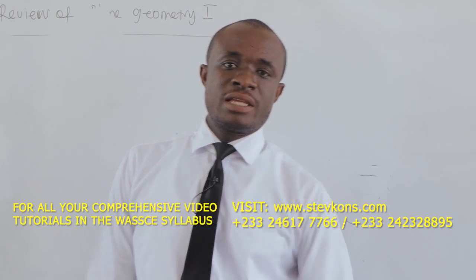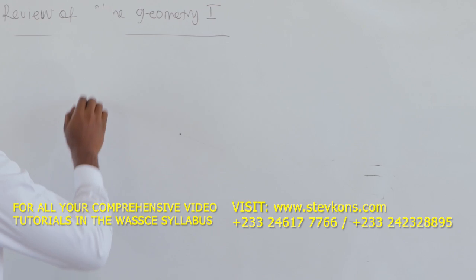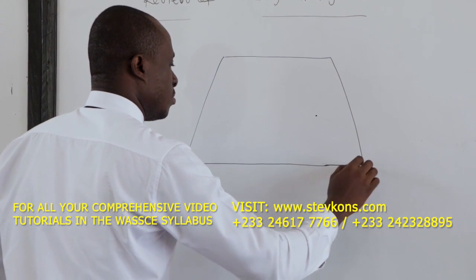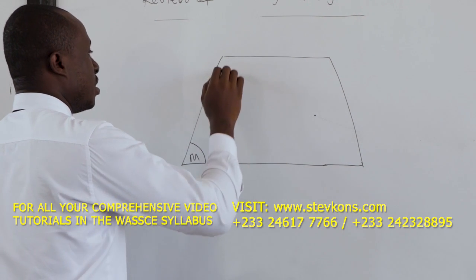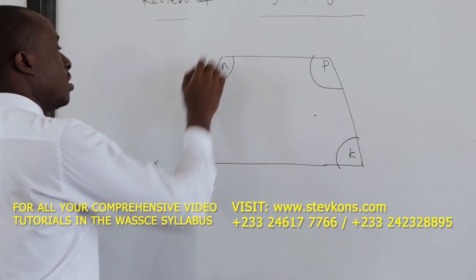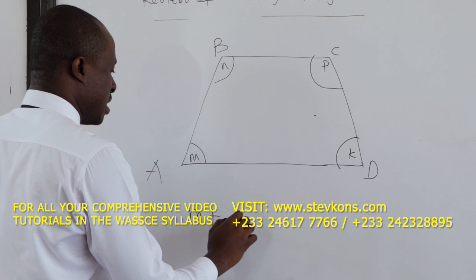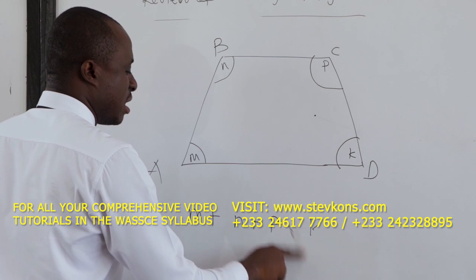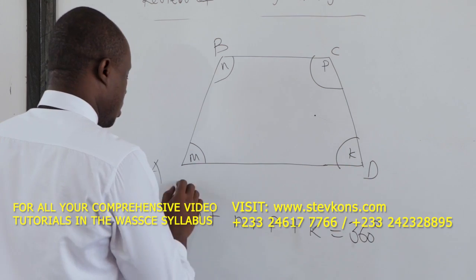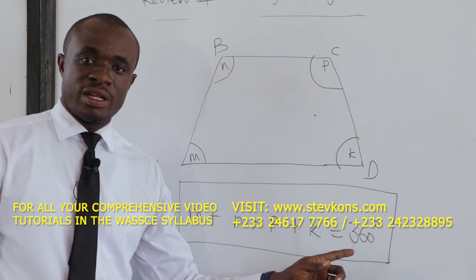Also, the last thing for us to note is quadrilaterals. Now, if you have a quadrilateral, let's suppose any four-sided figure. Let's suppose that we have this. If this is angle M, this is angle N, this is P, and this is K. This is a four-sided figure. What are we seeing? If you have angle M plus angle N plus angle P plus angle K equal to 360 degrees. Sum of angles in a quadrilateral add up to 360 degrees.